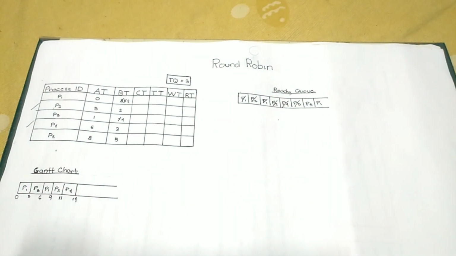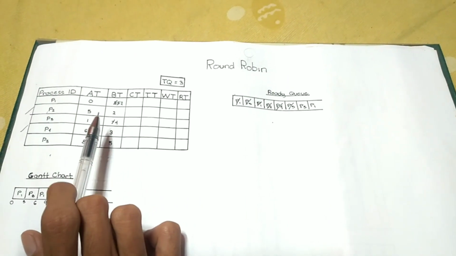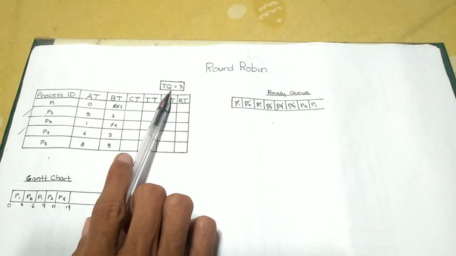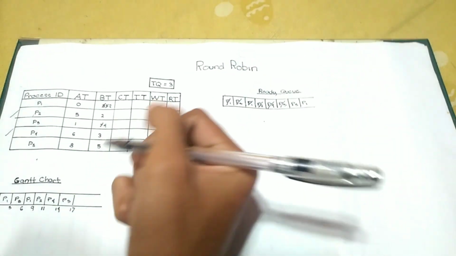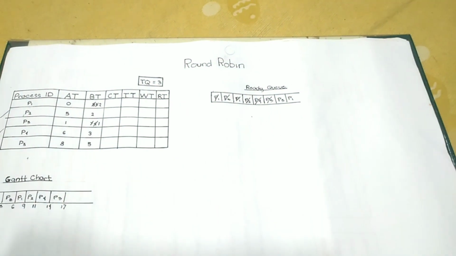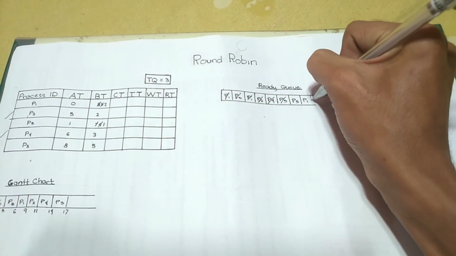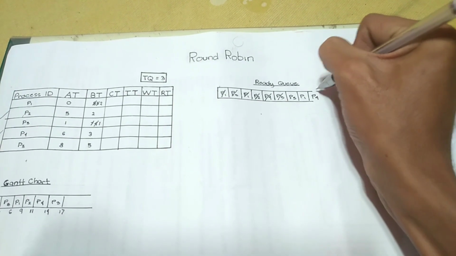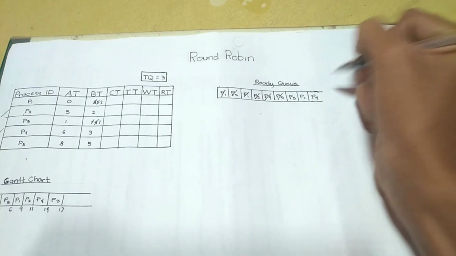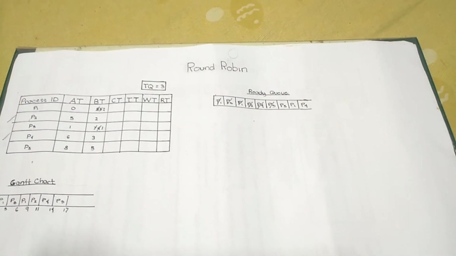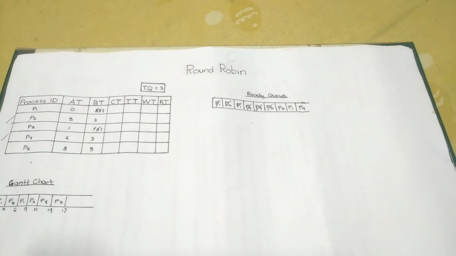Now next process is P3. The burst time for P3 is 4. We can only allocate 3 units of time, 14. So we're gonna put P3. 14 plus 3 is 17. Also minus 3, this will now become 1. Now we will put back P3 at the ready queue, because it still needs 1 unit of time for its completion.